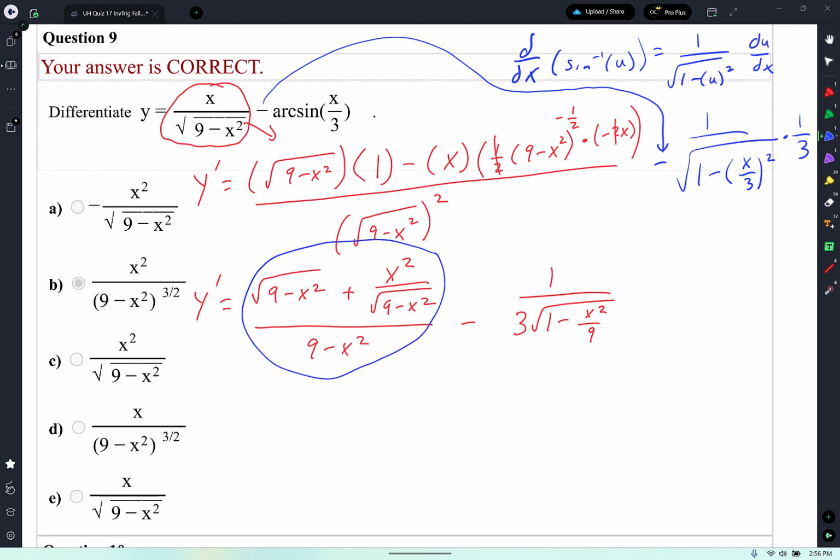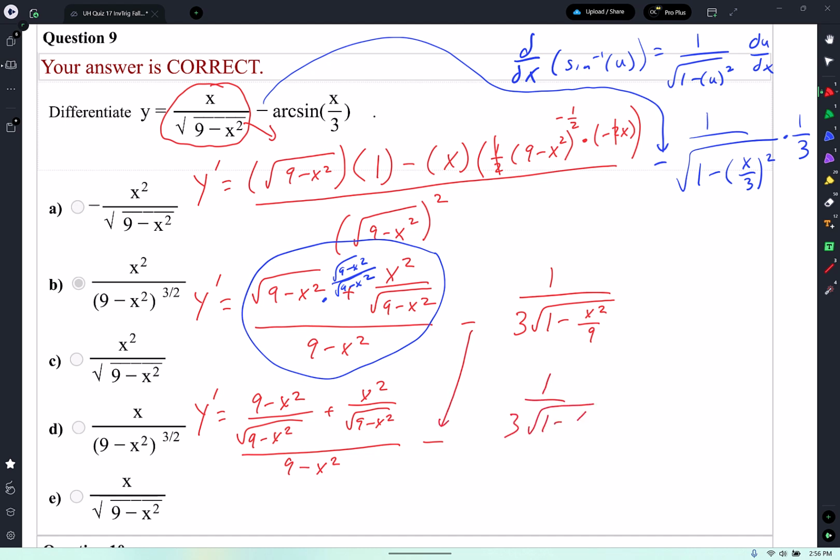I need a common denominator in the numerator, if that makes sense. Cool or not cool? So I'm going to multiply this term here by the square root of 9 minus x squared over the square root of 9 minus x squared. Square root times square root is? The square root goes away. 9 minus x squared over square root of 9 minus x squared plus x squared over square root of 9 minus x squared, over 9 minus x squared. And I still have that minus is that minus. And I guess I'll write it just for clarity. I was tempted to mess with the right one, but I don't know if we can do both at the same time. So we'll just do one. I think we probably could.